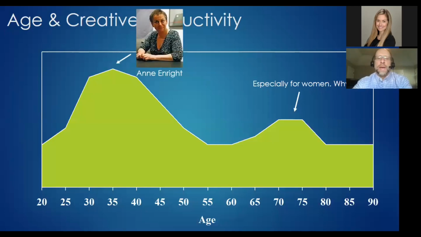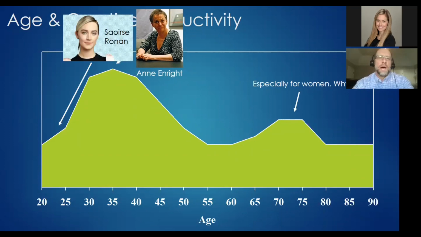It really changes depending on what your field is. So Anne Enright is a famous Irish novelist. In fact, she just published another book, like her latest novel about a week ago. She hit her peak in her mid to late 30s, early 40s. Saoirse Ronan, people within the theater, movies, entertainment on the acting side tend to be earlier. Directors and writers tend to be later. Novelists like Anne tend to be a little bit later. Poets tend to be considerably earlier.